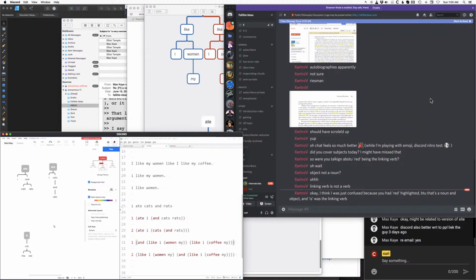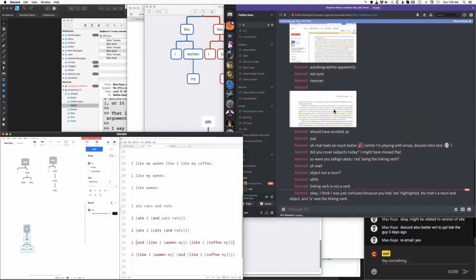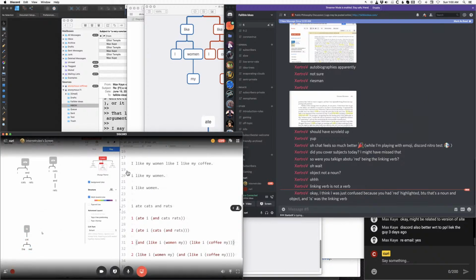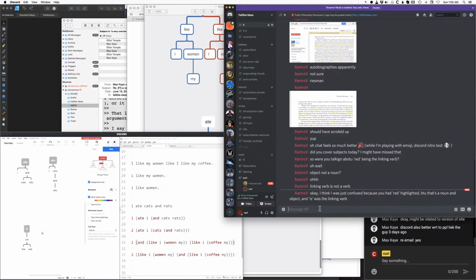Okay, I think this is the tree. That was talking to Max, by the way. One of the differences with complements instead of objects is that they can be adjectives or nouns instead of only nouns.